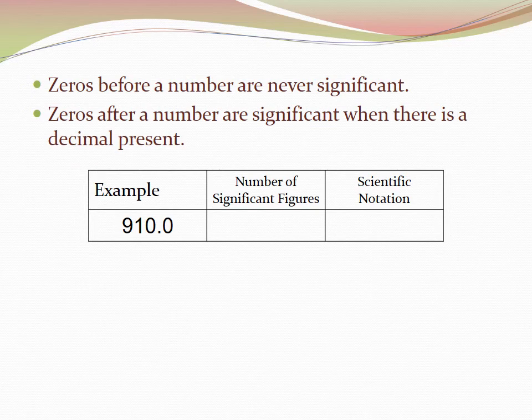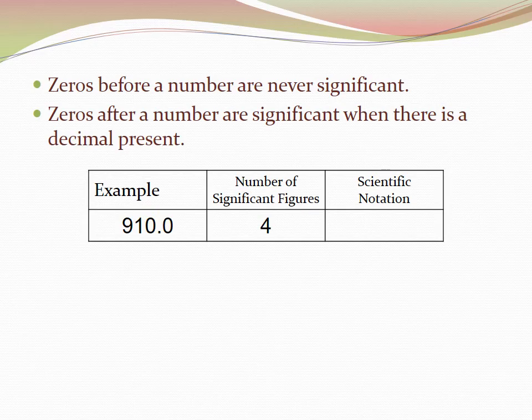So our first example, 910.0. There are no zeros in front to worry about, but we have two zeros at the back. There is a decimal present, so that means those zeros are significant because zeros after a number are significant when there is a decimal present. So since they are significant, that will give us four significant figures.